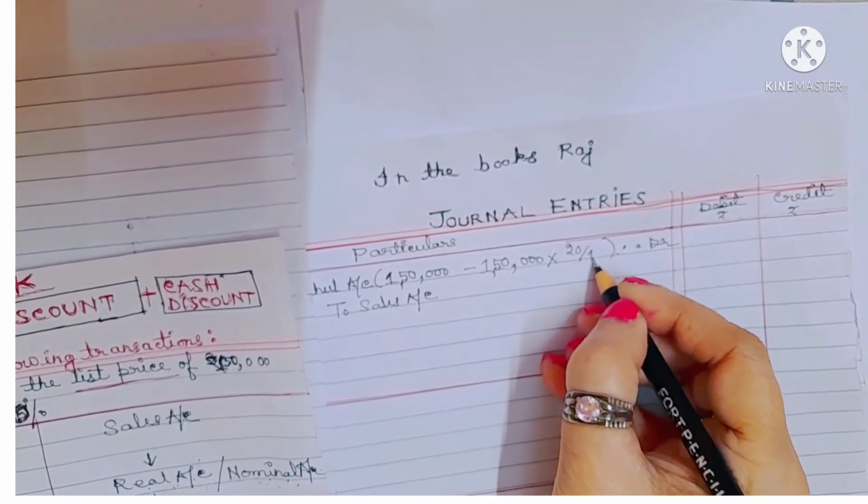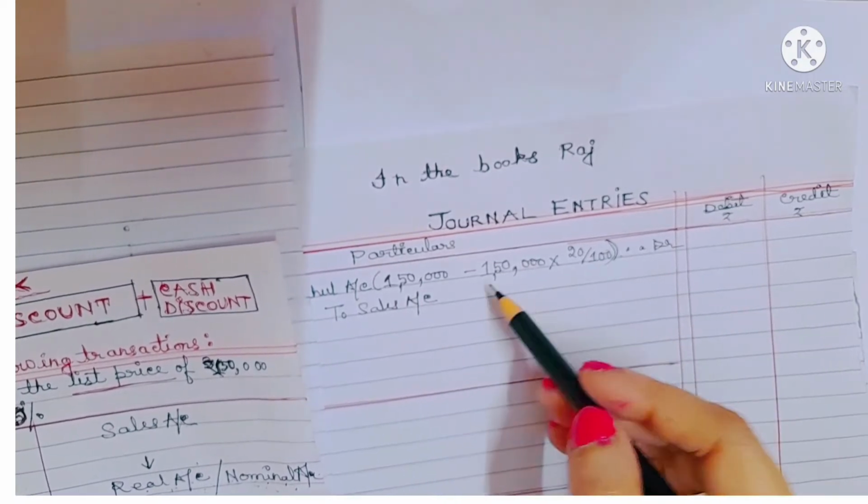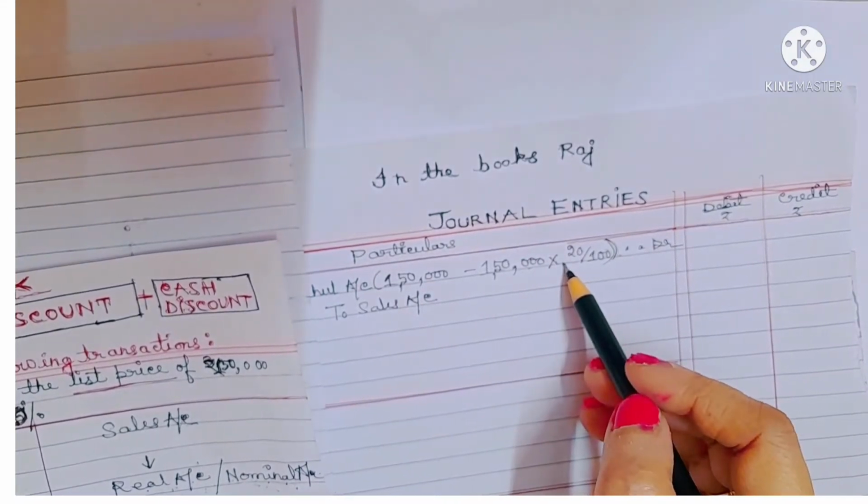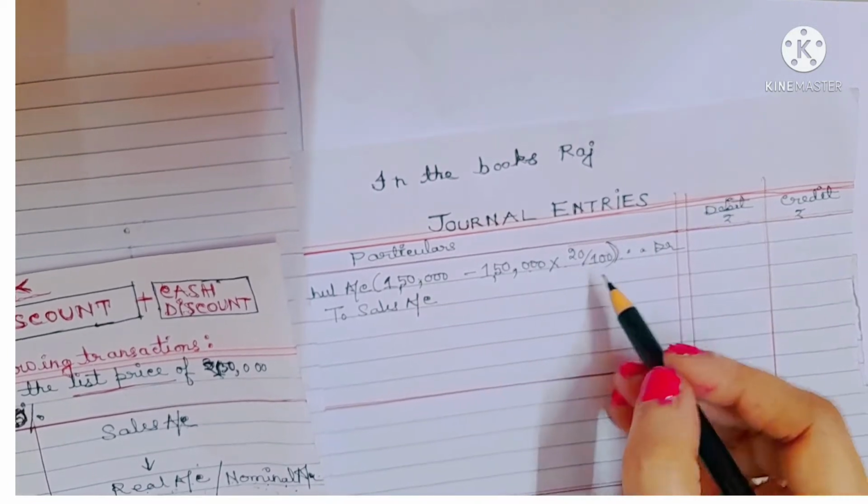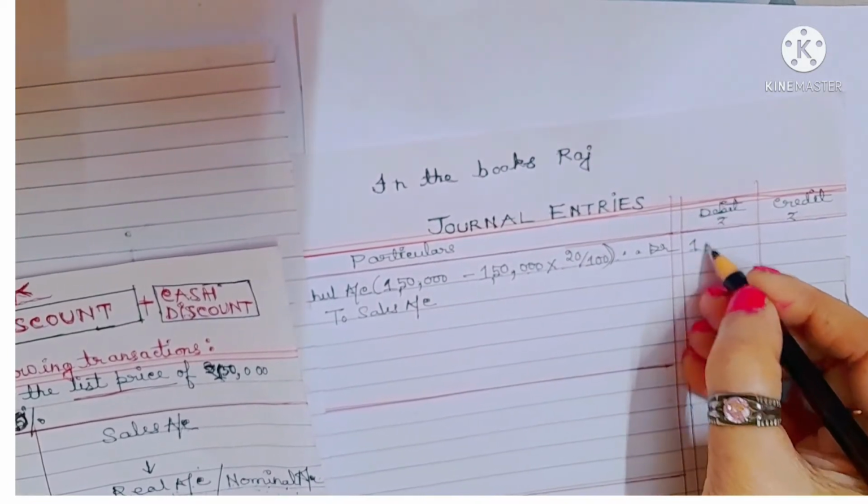20%. 20% of 1,50,000 means 30,000. So 1,50,000 minus 30,000. That is 1,20,000.